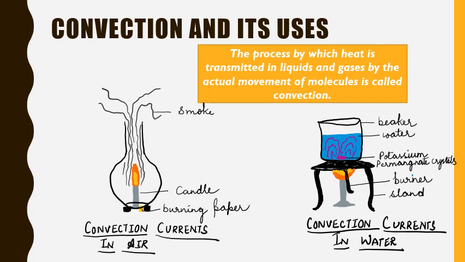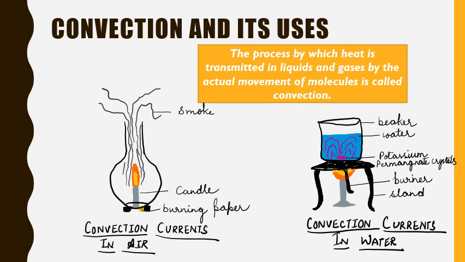Liquids and gases are bad conductors of heat, and therefore heat is not generally transmitted through them by conduction. When liquids and gases are heated, they expand and rise. The cooler liquid or gas moves down to take the place that was occupied by the warm liquid or gas. And the cooler substance similarly gets heated up and rises. And this process continues till the entire substance is heated. So it's like a cycle.